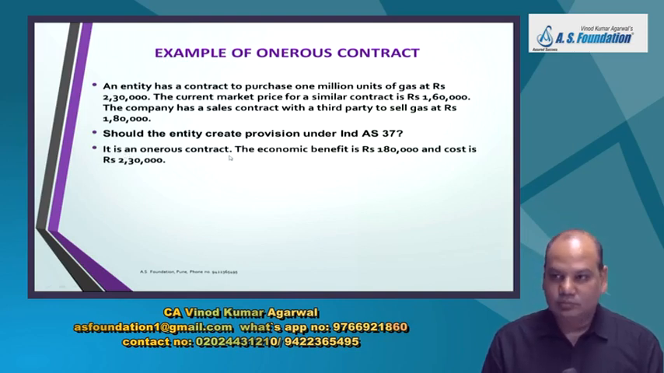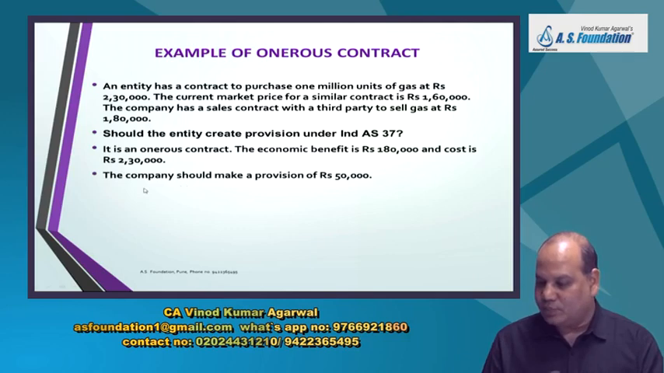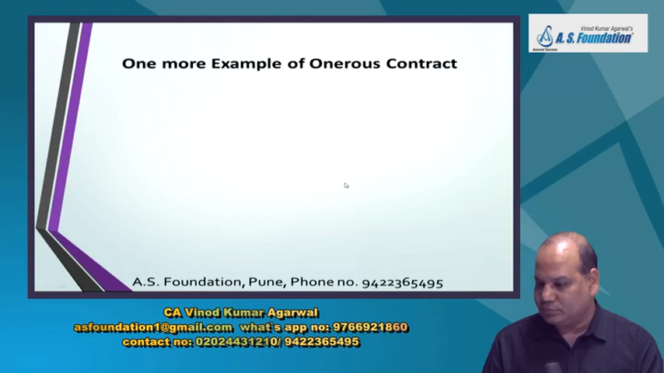Write down. Right. You don't want to write. It doesn't depend on your choice. You have to write. It is an onerous contract. The economic benefit is 1,80,000. Cost is rupees 2,30,000. Therefore, the company should make a provision of rupees 50,000.